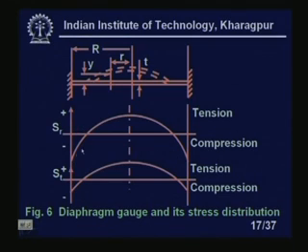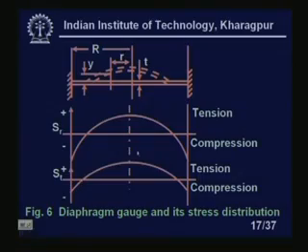So, we will put two sensors at the circumference which will sense the radial strain, and we will put two sensors at the center which will sense the tangential stress. There is a particular strain gauge available for that, which is called strain gauge rosettes. We will come to the details of that. So, this is our diaphragm gauge and stress distribution.